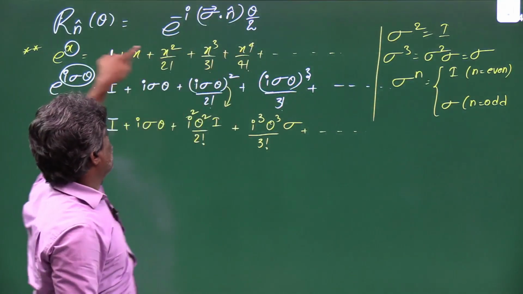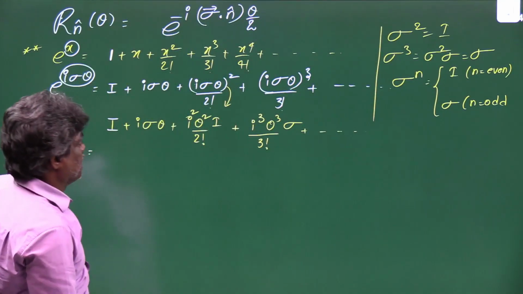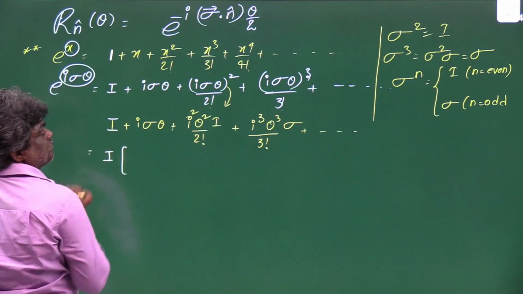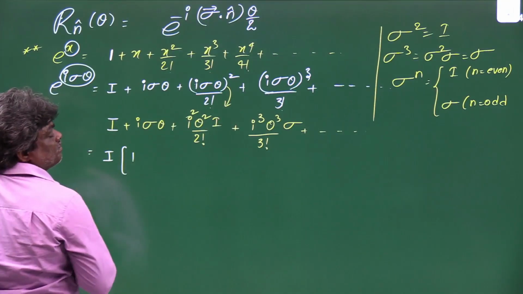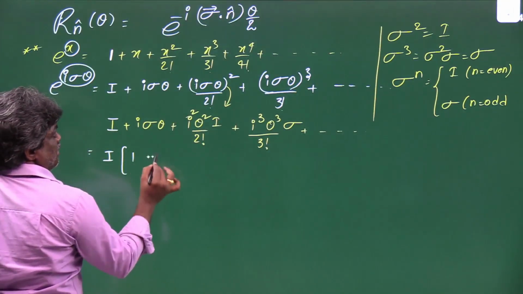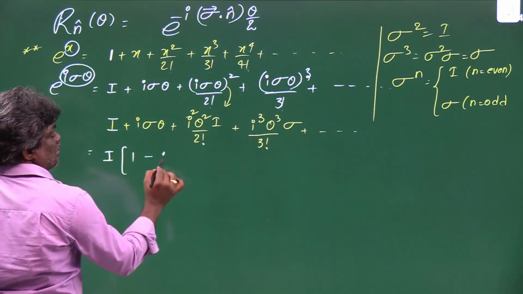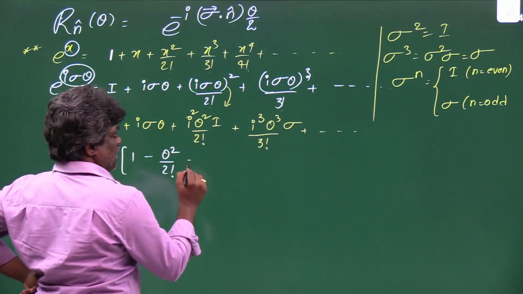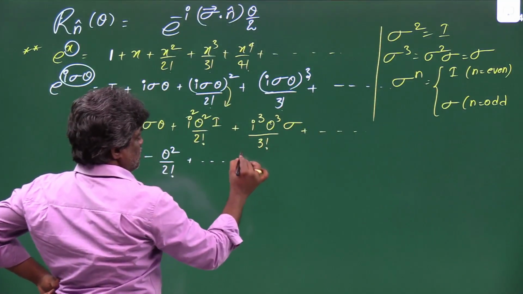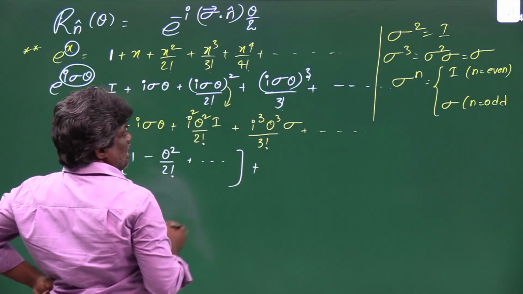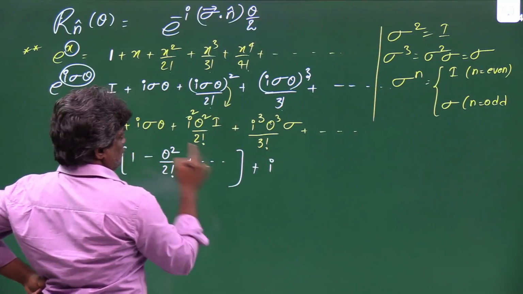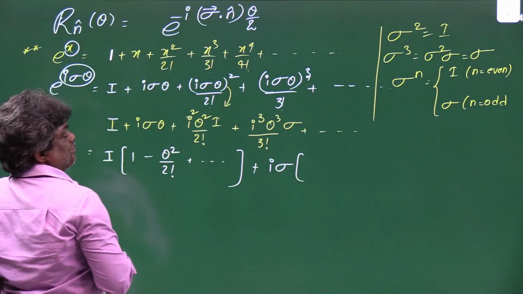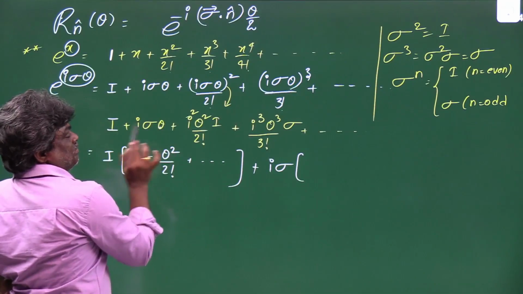In algebra, we will write 1. In matrices, that 1 is nothing but identity. Now I am taking common I, times 1 minus theta square by 2 factorial, and so on. Actually, I have not written the other terms. Plus, I am taking common iota sigma also. What is the remaining? Theta.